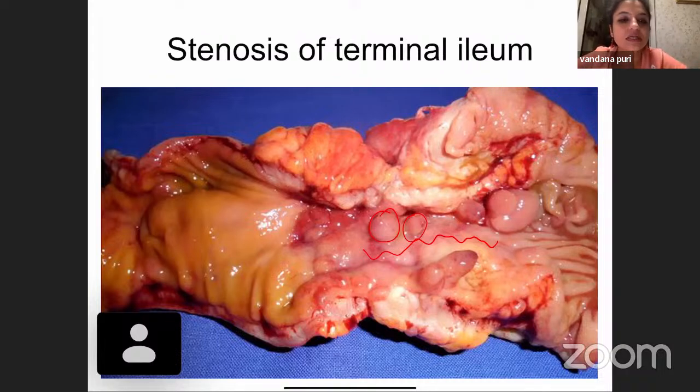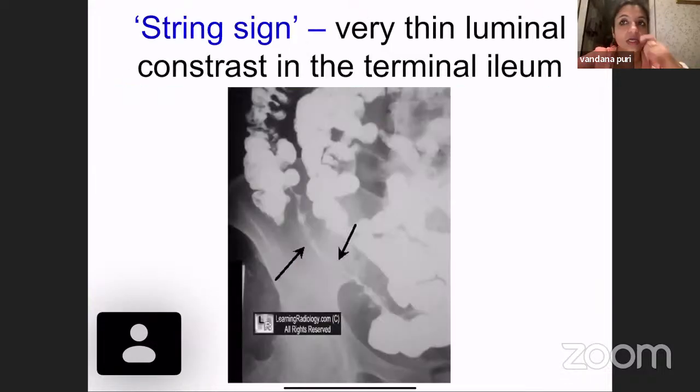And this is what causes strictures also later on. Fibrosis will also occur and it will cause strictures. And this causes the string sign on the radiology. So if you look at the radiology, it is very classically the string sign that you will see here.